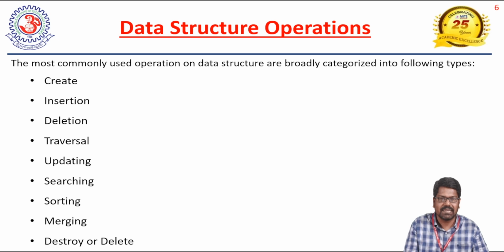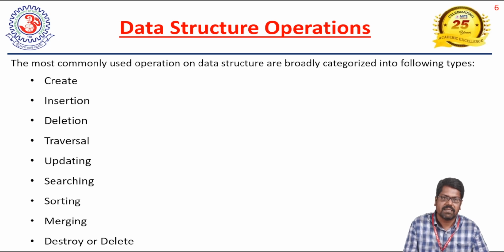Next one is the searching operation. Suppose you created a linked list with some 50 nodes. You want to search for some particular element, whether it is present in the linked list or not. A particular data item, is it present in the linked list or not, you want to search for it. How can you look for that particular element? With the help of the searching operation only. Searching is used to find the location of a data item, whether it is present in the data structure or not.